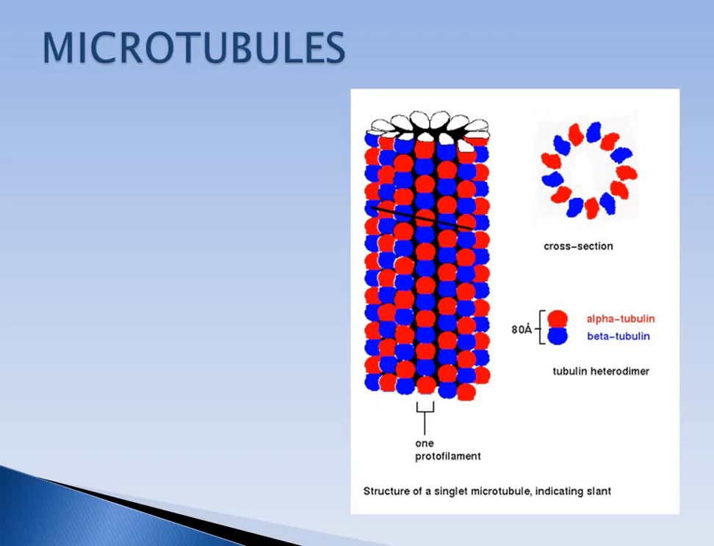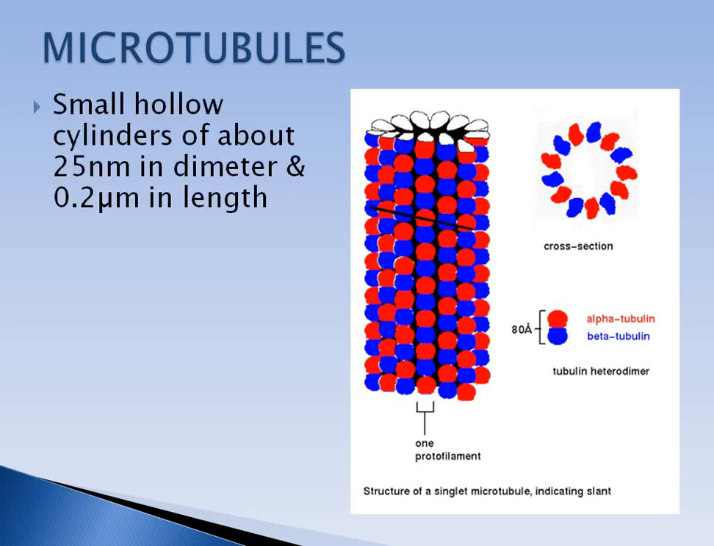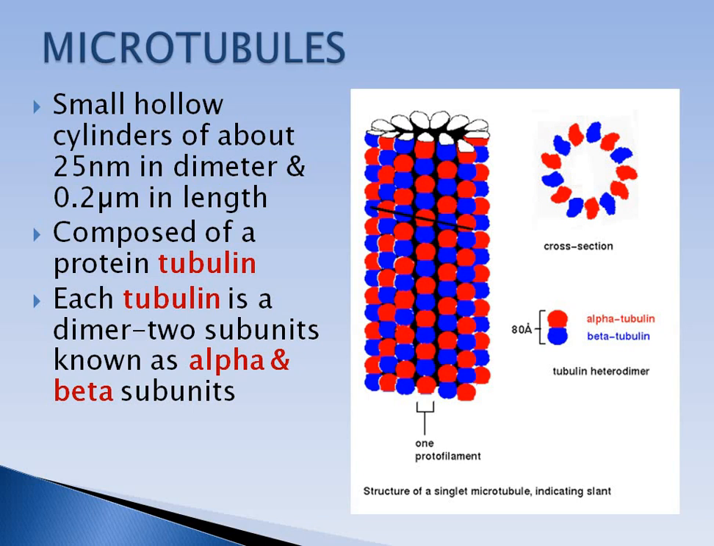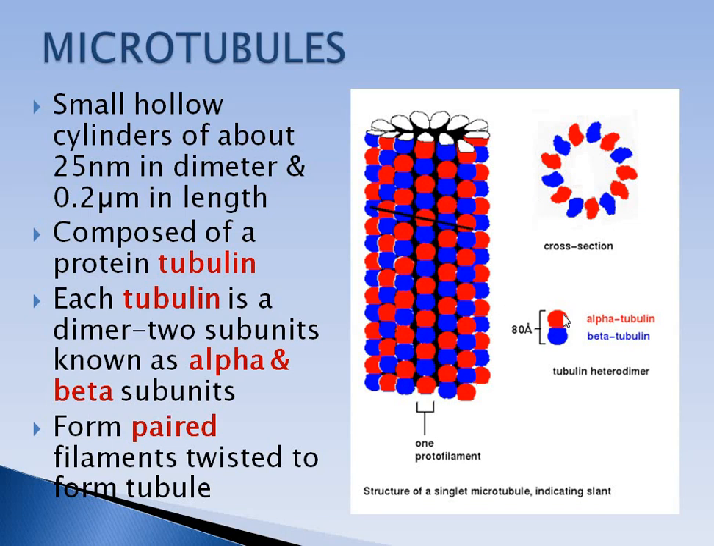Now, second one is microtubules. Microtubules are thicker and they are hollow from inside. They are in the form of long cylinders, which are about 25 nanometer in diameter and 0.2 micrometer in length. They are made up of another protein that is called tubulin. Tubulin is made up of two subunits, alpha subunit and beta subunit.